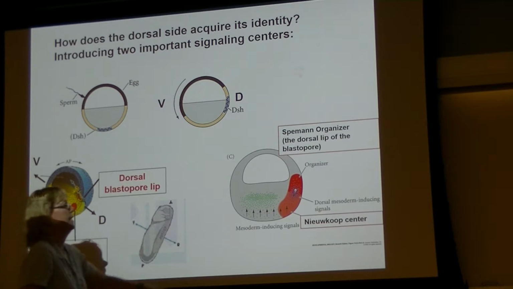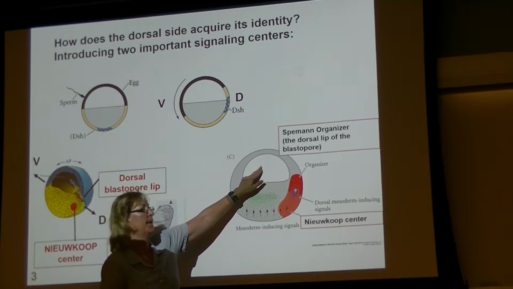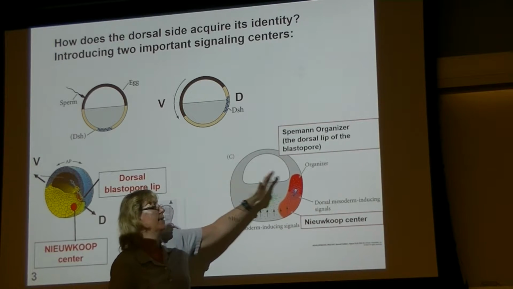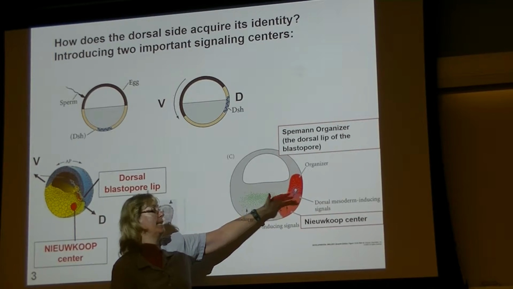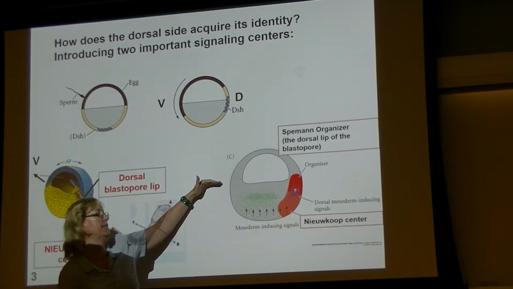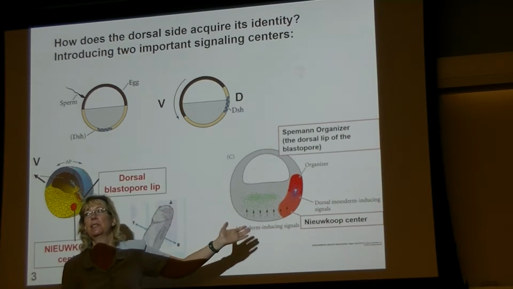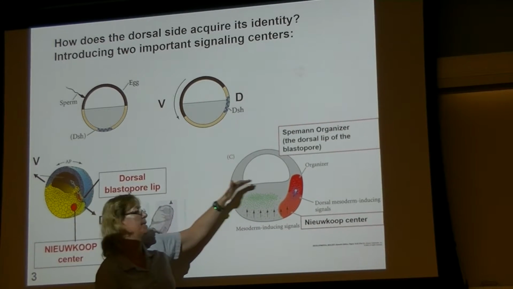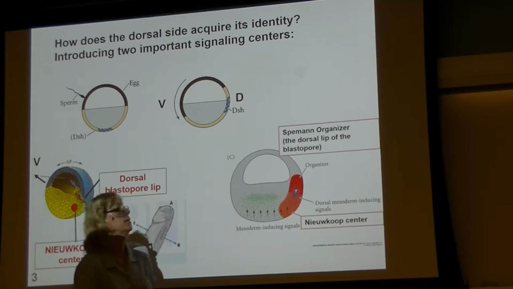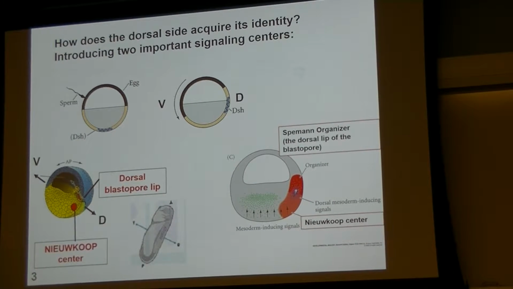So in the blastula stage embryo with the blastocoel cavity, the location of these two signals is here on the side opposite of sperm entry. By convention, we'll always draw this left-hand side as the side where the sperm happened to enter. Opposite that are these two signaling centers, the Nieuwkoop center and the organizer, or the dorsal lip of the blastopore.